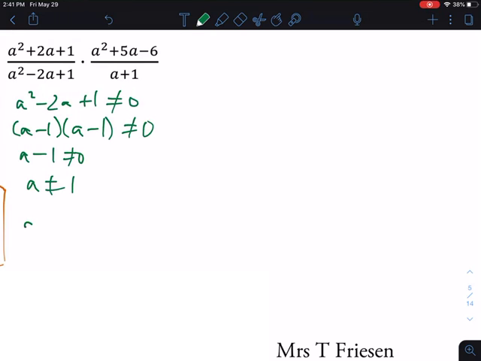And then for the other denominator, a plus 1 can't be 0, so we're going to get a can't be negative 1. Wow, guys, my writing today is just terrible. I'm so sorry. Okay, there we go.